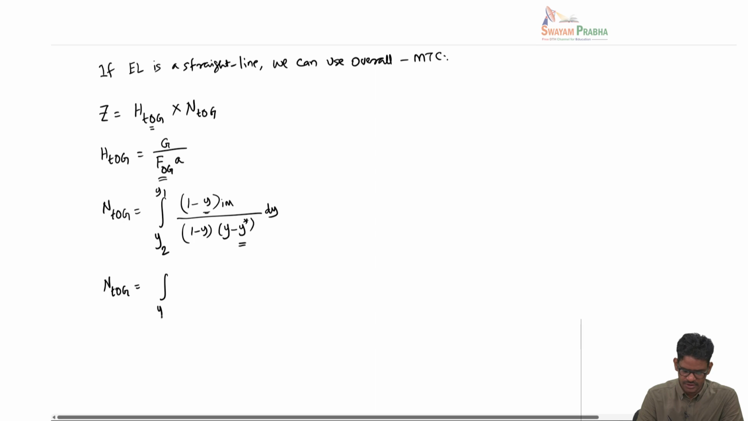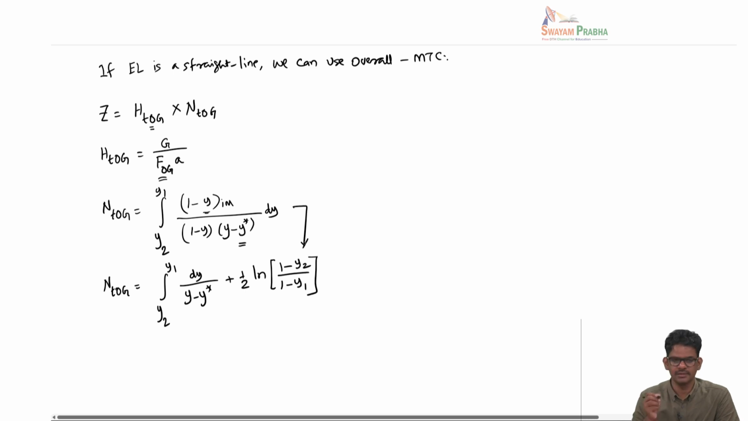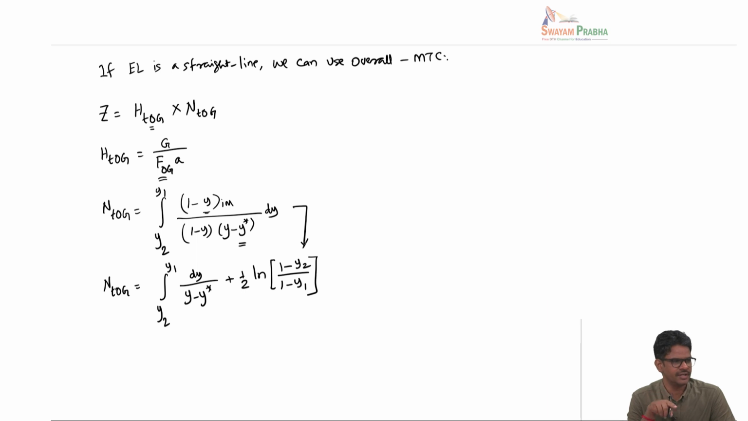Now if you want to simplify this further by replacing the log mean difference with arithmetic difference, you can get this equation: the integral from y2 to y1 of dy by (y minus y star) plus 1 by 2 ln of (1 minus y2) by (1 minus y1). From here to here, what we have done is we have replaced the logarithmic mean driving force with arithmetic concentration difference. Then you will be able to write this in simple form.